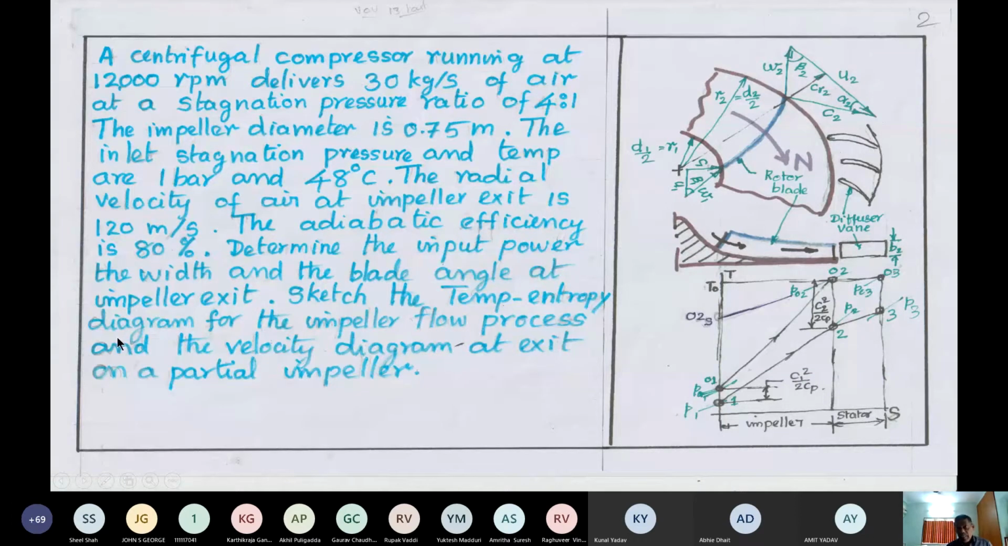Okay, so you can again see that same diagram I have shown here. So the partial impeller is shown in one view. The second view is the meridional view. Then you have the TS diagram. Okay. Let us see how to proceed.